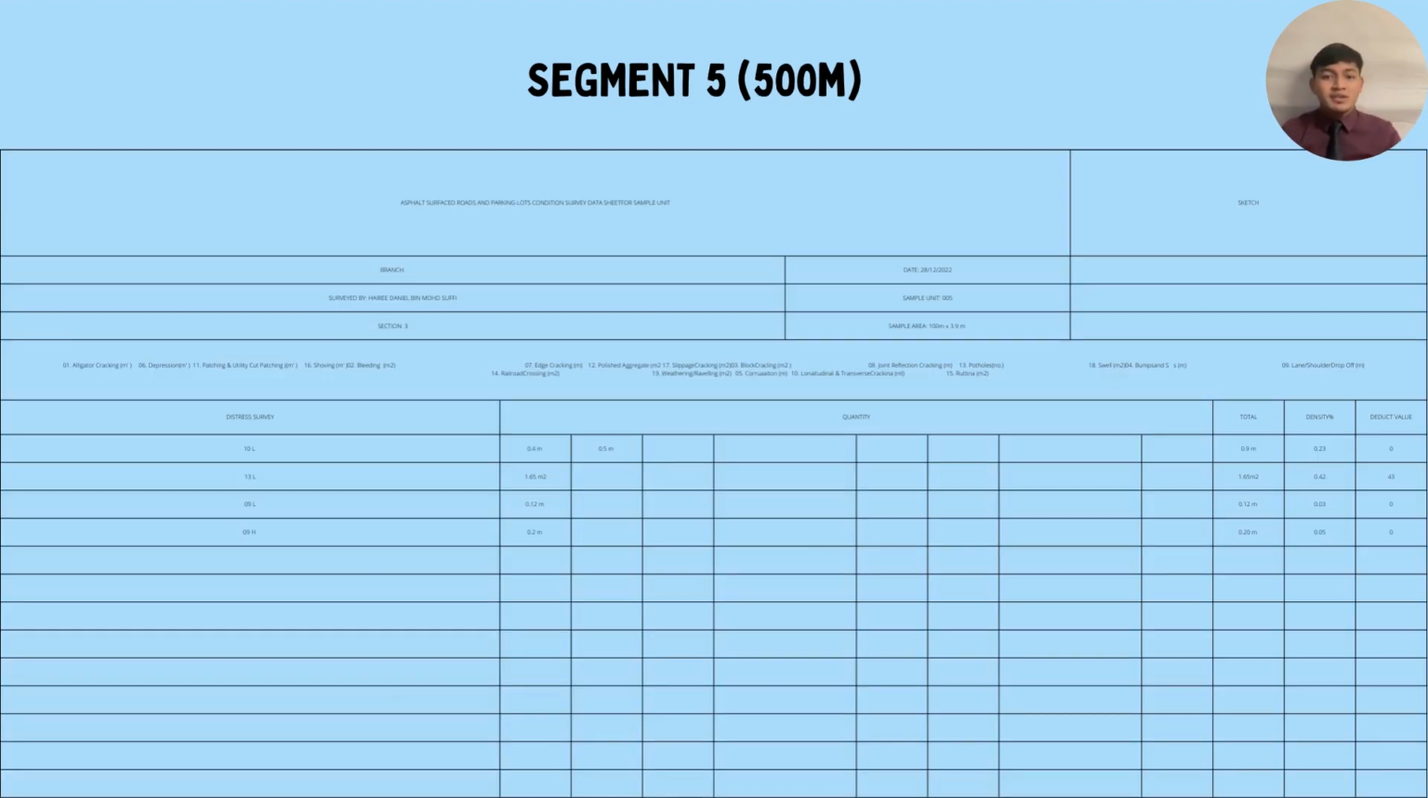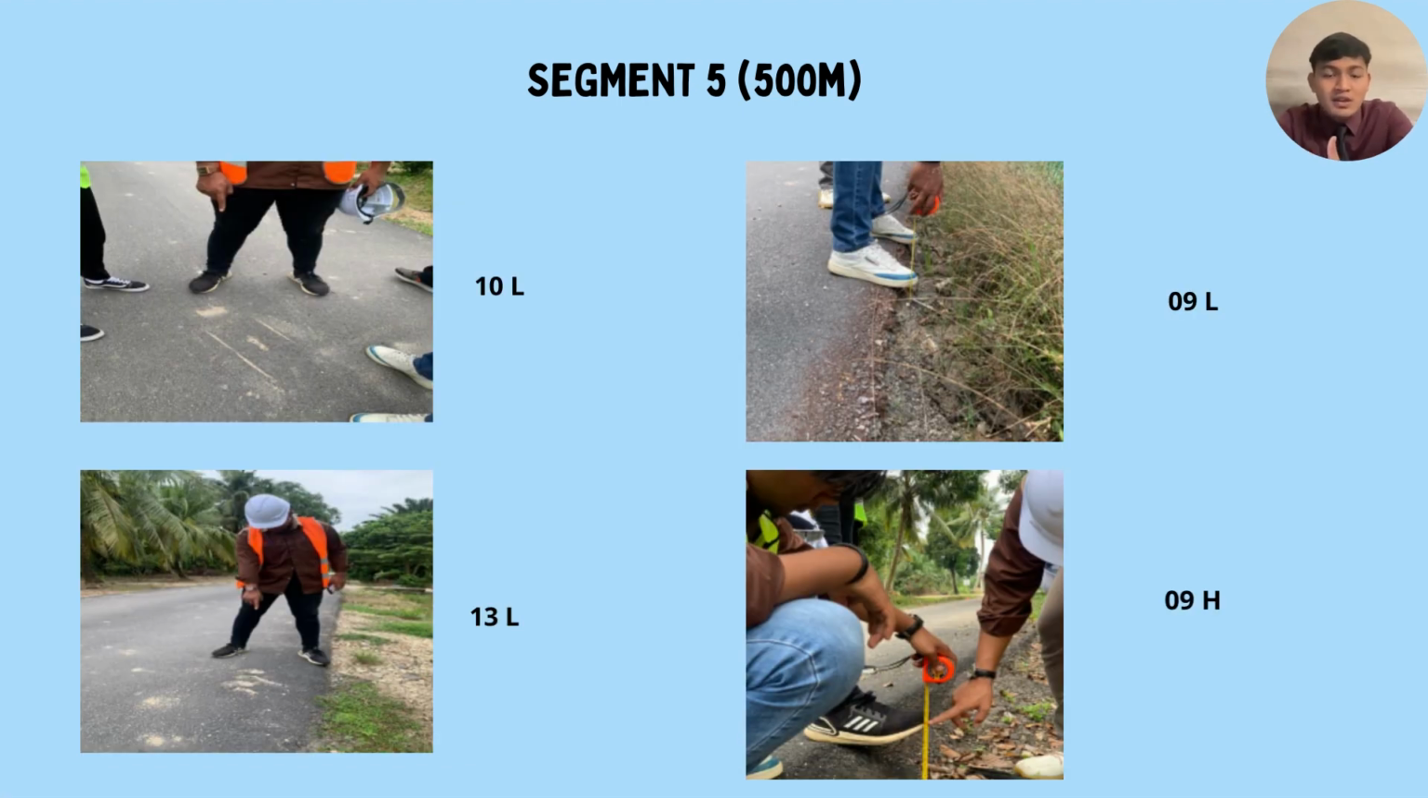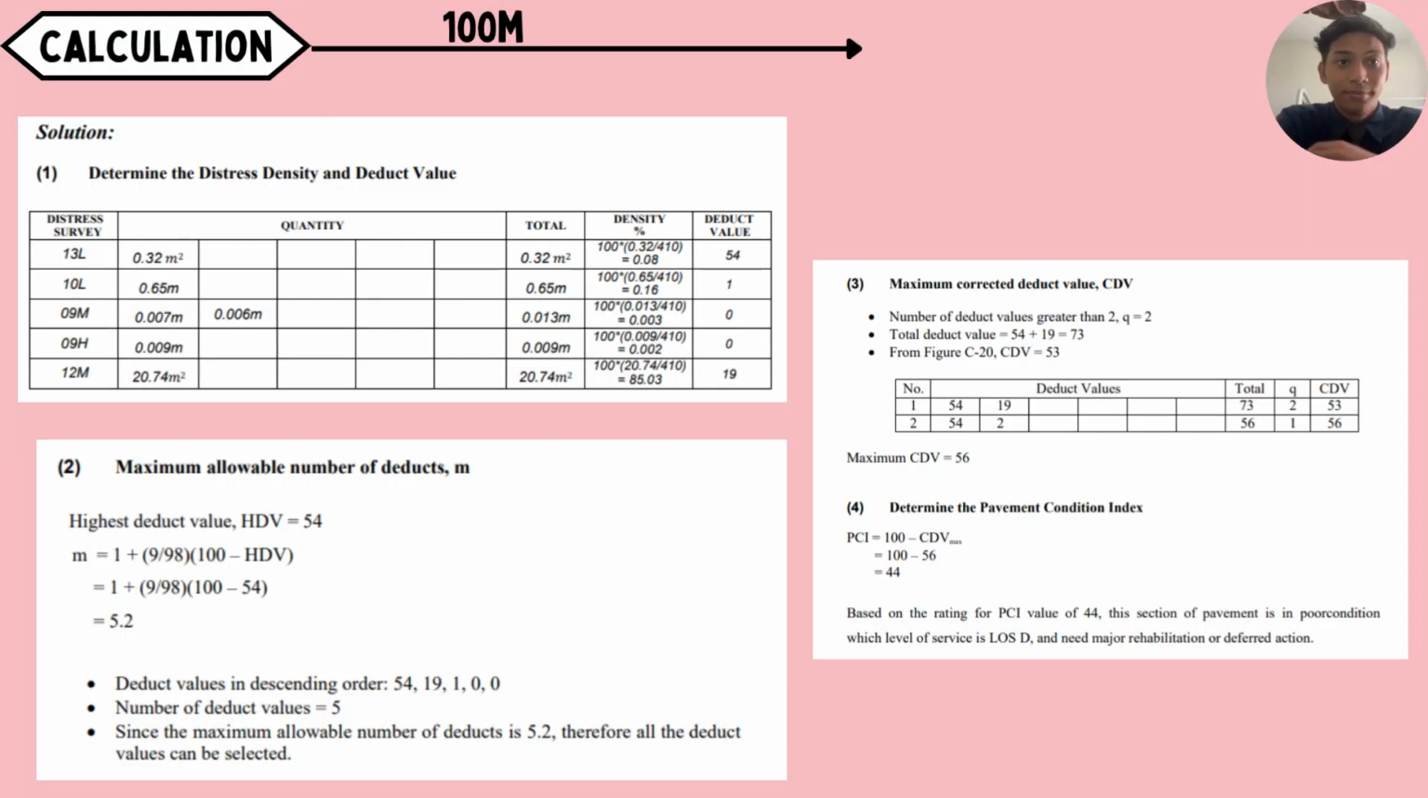On the last 100 meters of the road, the damage identified is longitudinal and transverse cracking, which is at a low level. In addition, there are 2 similar damages that occur on this road, namely lane or shoulder drop off, which are at high and low level. Finally, the identified damage is potholes, which are at a low level. This slide will show the images of damage that we identified on the last road.